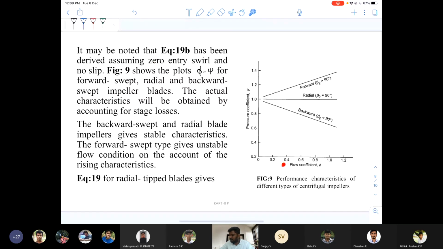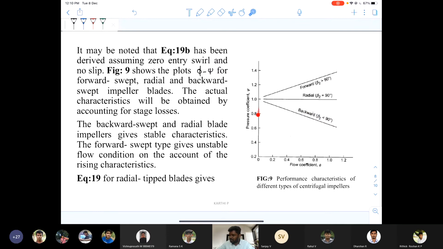Figure 9 denotes the performance characteristics of different type of centrifugal compressor impellers. The x-axis is the flow coefficient and the y-axis is the pressure coefficient. This is the radial blade, this is the forward blade, and this is the backward blade. For a radial blade, beta 2 is 90 degree; for forward blade, beta 2 is greater than 90 degree; and for backward blade, beta 2 is less than 90 degree.